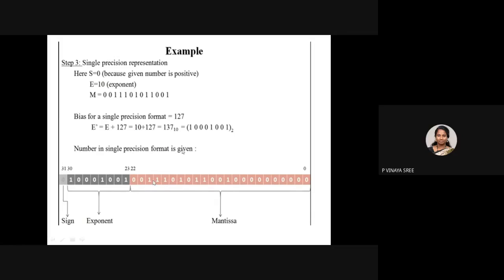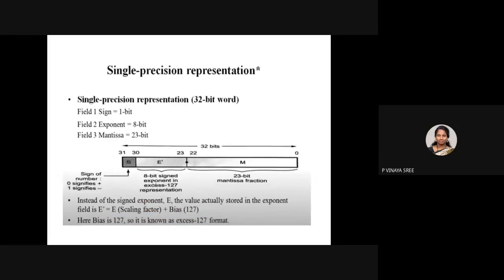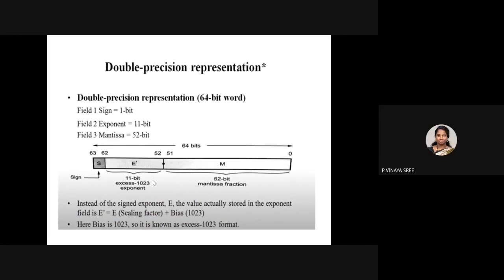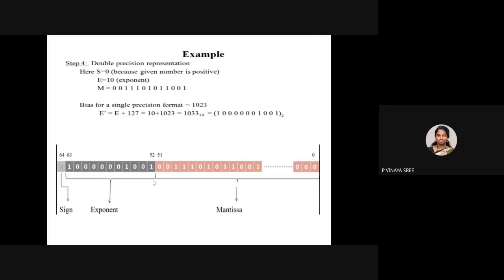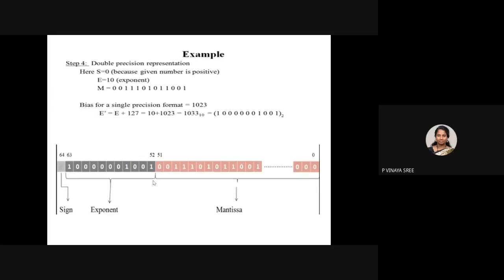Now coming to double precision. Single precision is 32 bits occupying the three fields, and double is 64 bits. For the sign it is by default 1 bit, for the exponent 11 bits, and for the mantissa 52 bits. I am representing the same number, 1259.125, in double precision also.